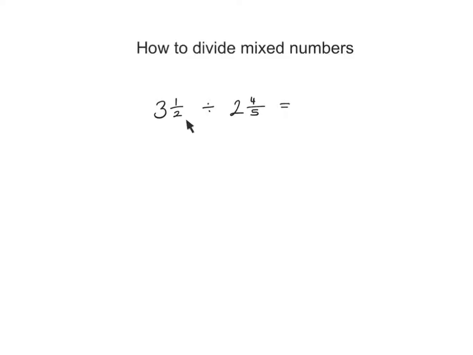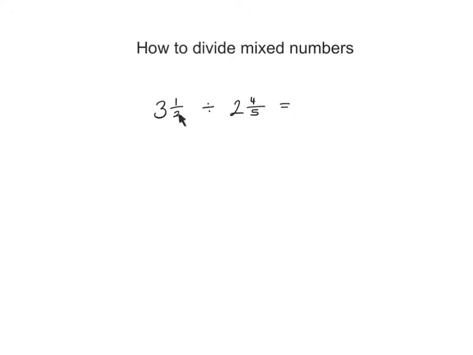So here we have two mixed numbers that are being divided. 3 1/2 divided by 2 4/5. Now, in order to divide mixed numbers, all you need to do is just convert the mixed numbers into improper fractions. How do we do this?